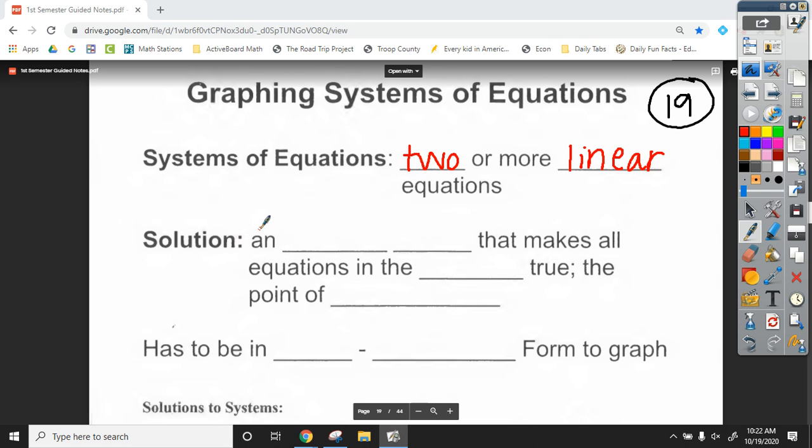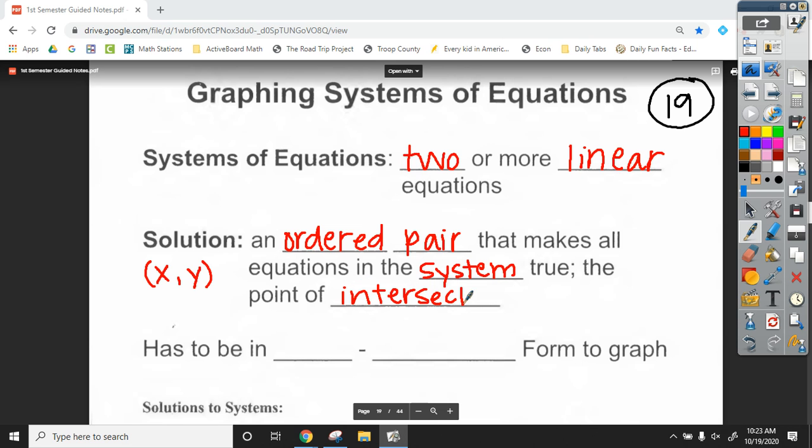But this time, since it's just an equation and there's no shading, it's going to be an ordered pair. So your answer is always going to look like x comma y. It's just the ordered pair or the point on the graph that makes all the equations in the system true. It's where it intersects or crosses.